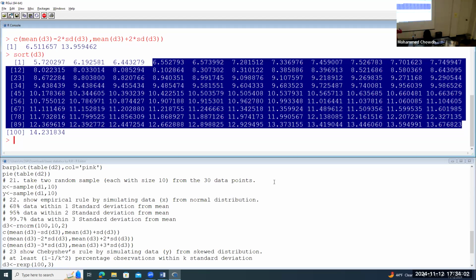6.51, right? 6.55 is bigger than 6.51, right? So if you count all the way up until 13.67, that is below 13.95, right? So how many observations? 96. 96 observations lie between these two numbers.